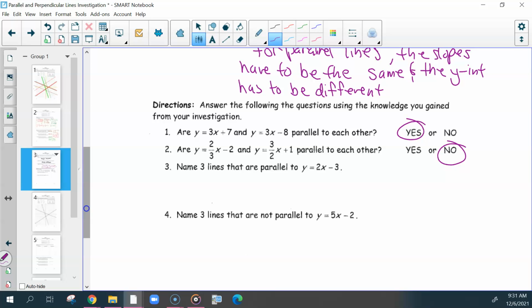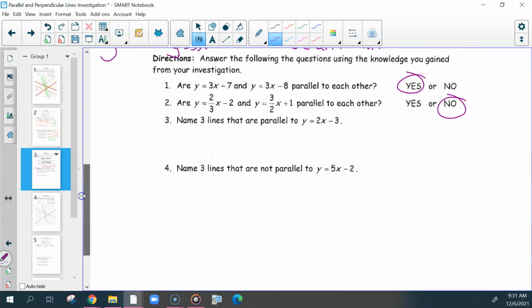This is a different one that's not up here. But what if I said these two? They'd be the exact same line. So they would not be parallel. They would be the same line. That is how you would answer that. So no.